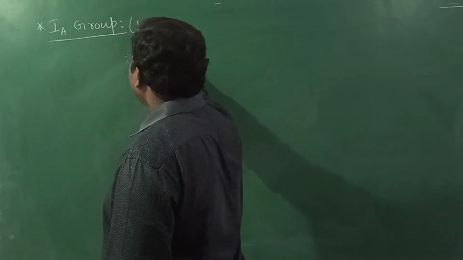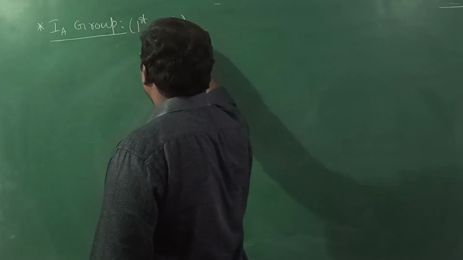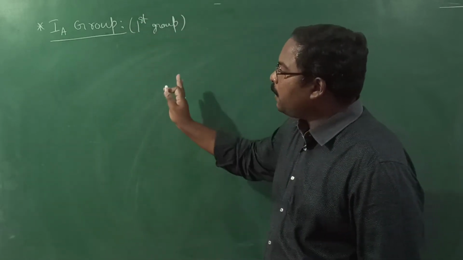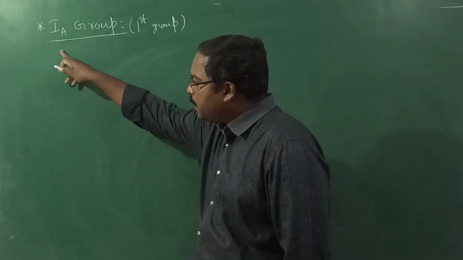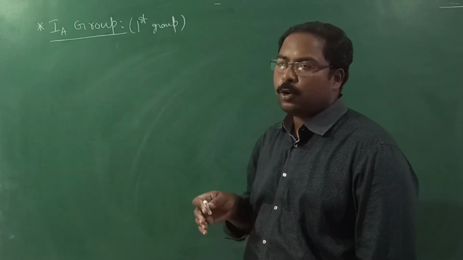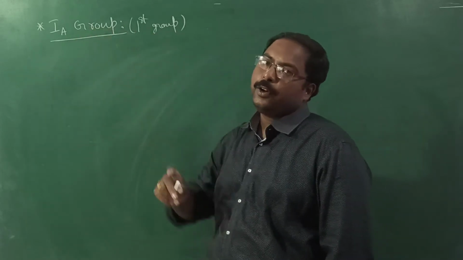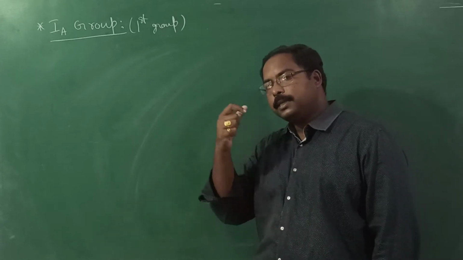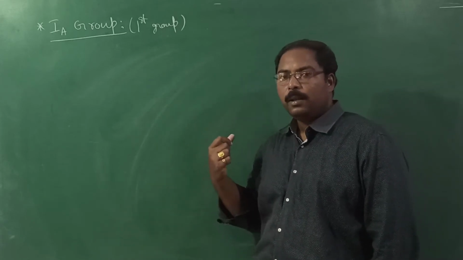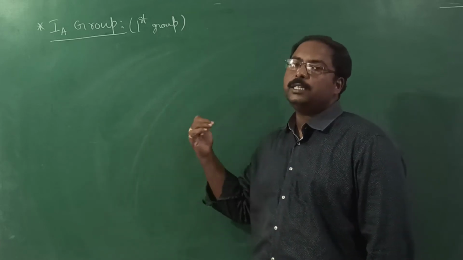1A group is nothing but the first group. The first group is nothing but the extreme left-hand side of the periodic table, if you observe. Whatever is there is known as the first group, or it is represented as the first A group also. Even I told you yesterday, while discussing the periodic table, we should have that table in front of you, then it will be easy to understand.